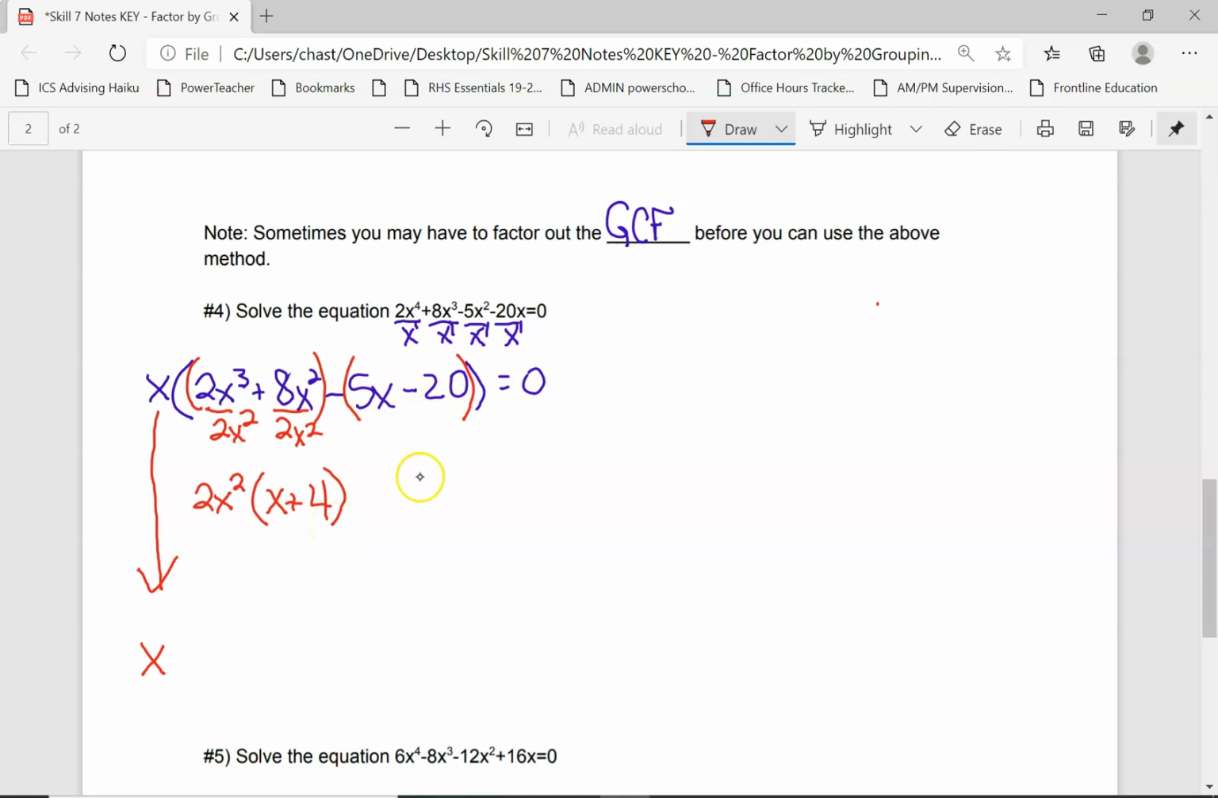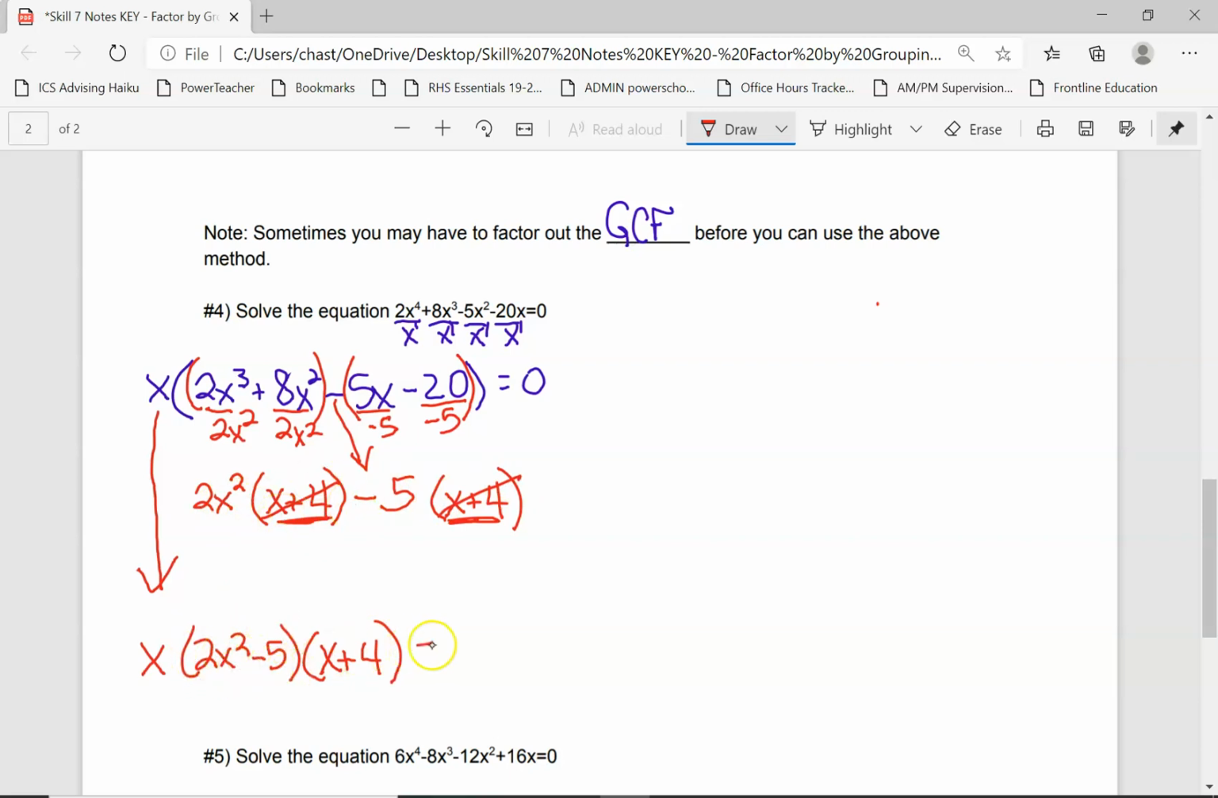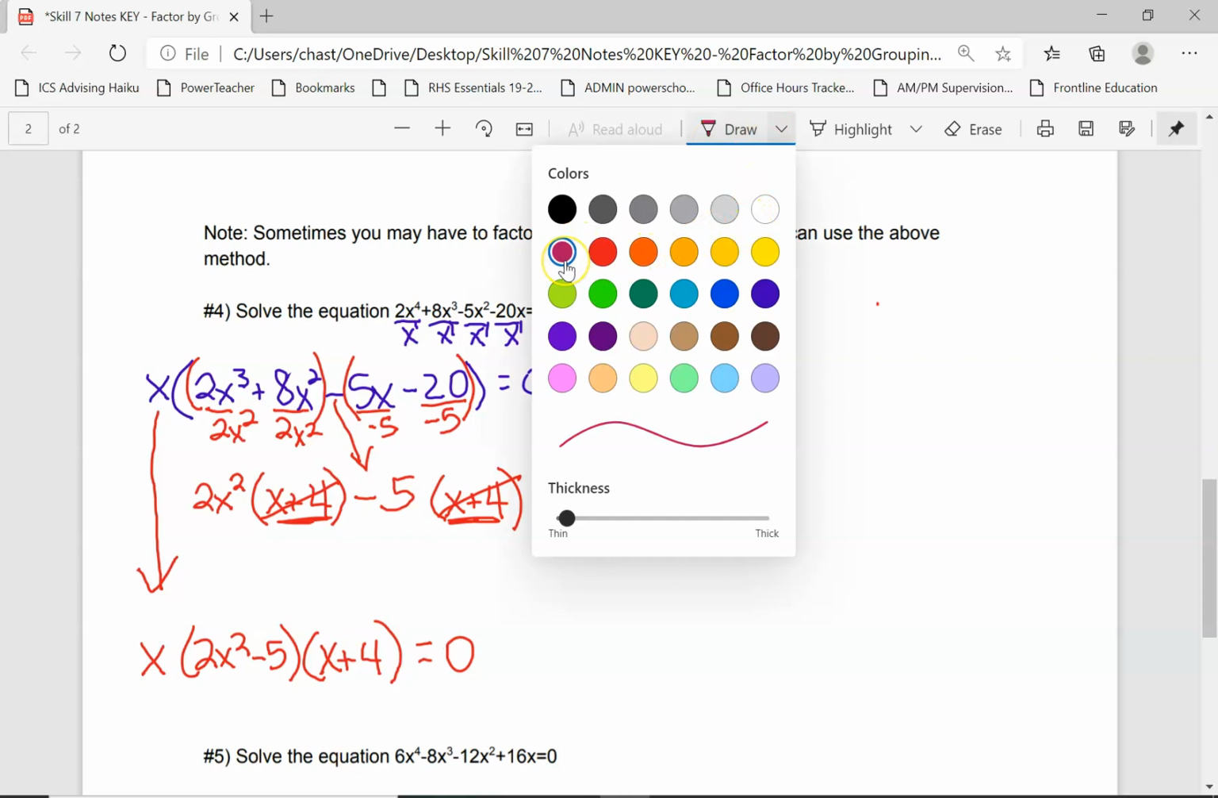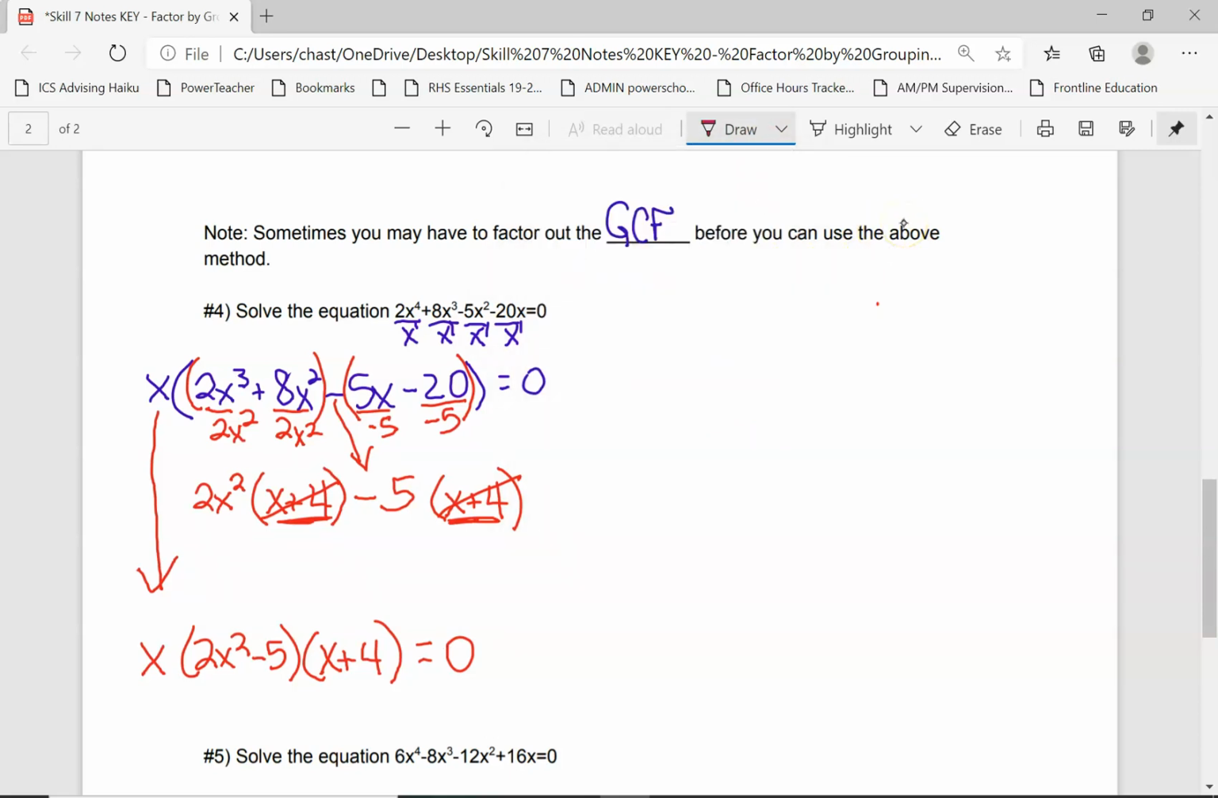Now, going over to the other side, I know I need to end up with an x plus 4 over here. I have a minus in the middle, so let's bring down that minus. And I can divide these numbers by negative 5. When I do that, I end up with x plus 4. So my groups are the same, so I know that x plus 4 will be a factor. And once I've used those, I know that 2x squared minus 5 will be the other factor. Those are the GCFs. All right, so now we are ready to solve for our particular factors.